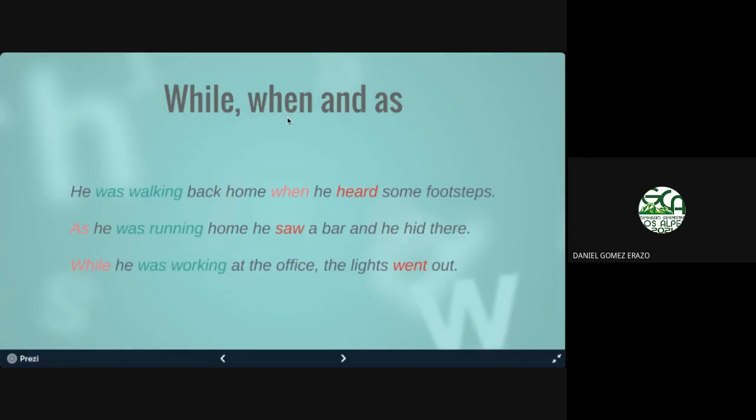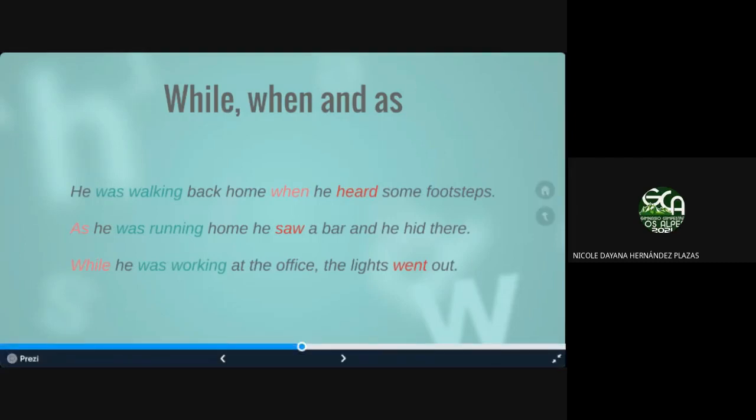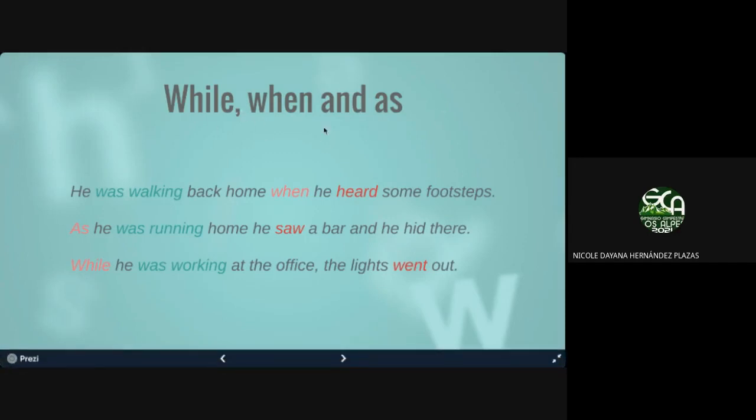Cuando. What is the meaning of as, guys? In this context. It is similar to while. These two are similar, okay? So look at these examples that we have here.